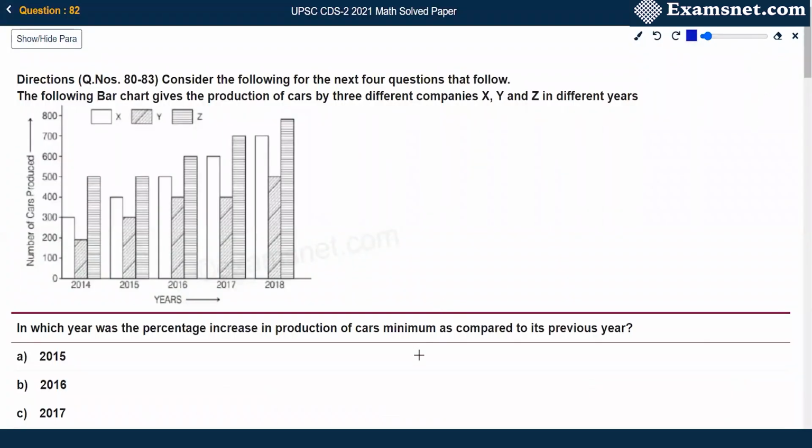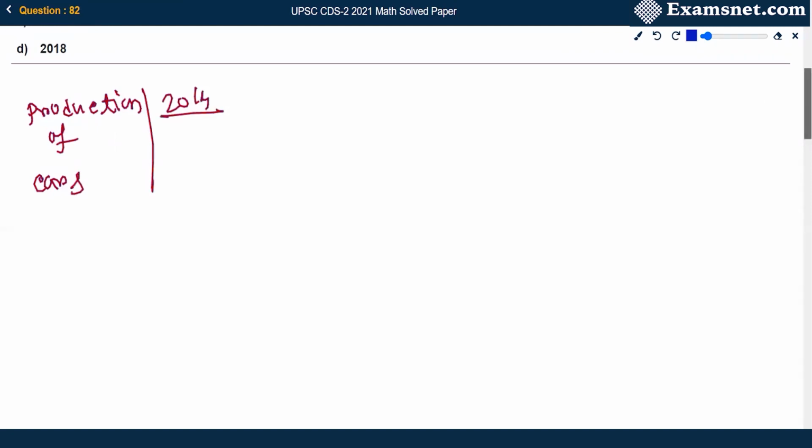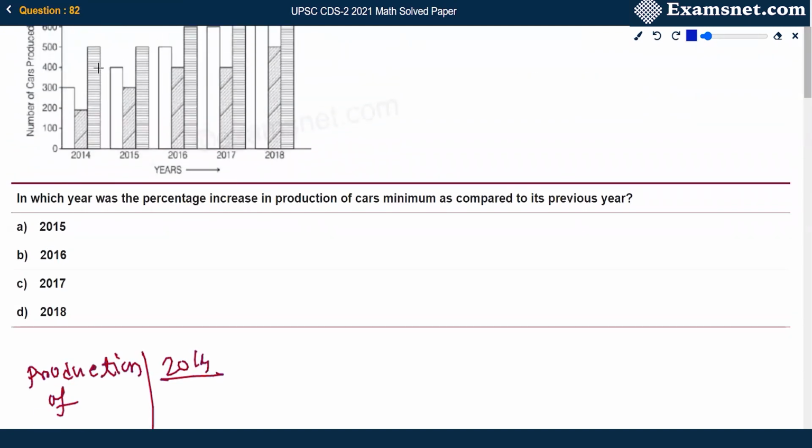This is the continuation of the previous one also. Here we are asked to find in which year the percentage increase in production of cars was minimum as compared to its previous year. Okay, so percentage increase in production of cars in which year? So that means we have to check for the whole year. So production of cars for 2014. For 2014, as we can see, 300, 200, 500. So all total that is 1000.